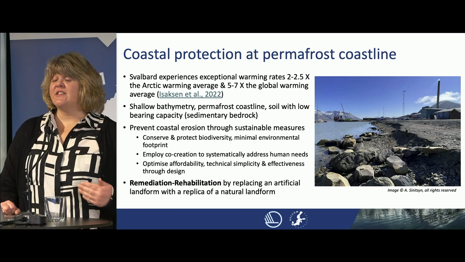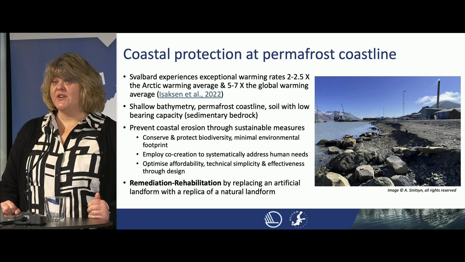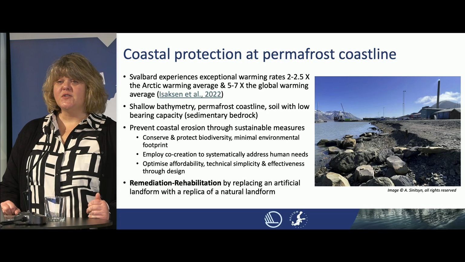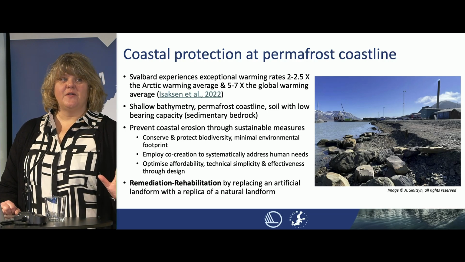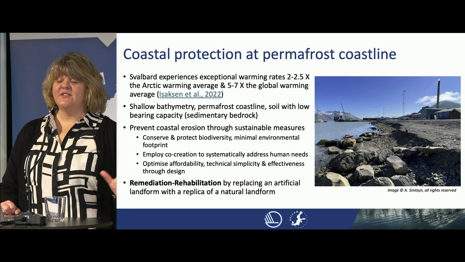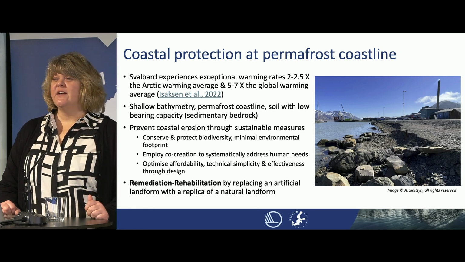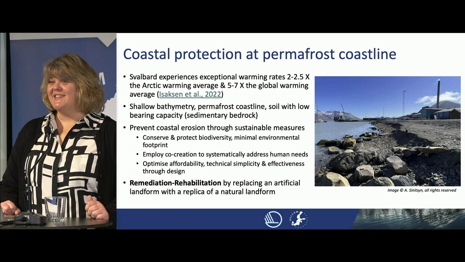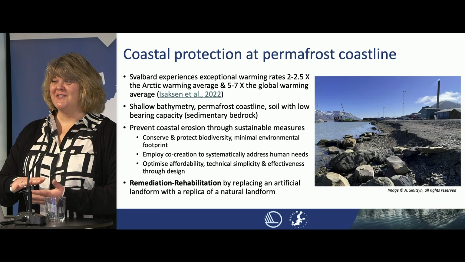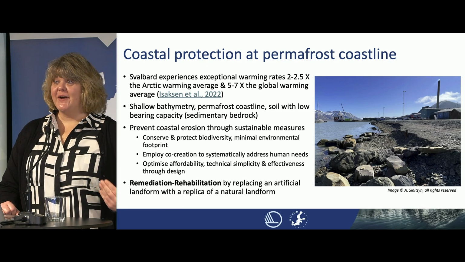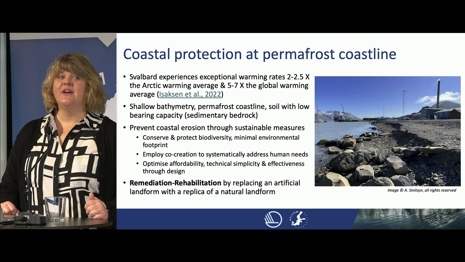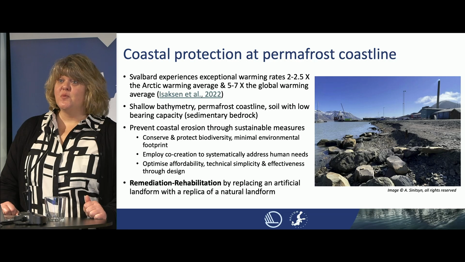So you can understand that this is a real concern, and it puts a lot of pressure on marine and marine coastal systems. This is particularly important where we see that there's shallow bathymetry, so the wave action is very erosive at the coastline. The coastline is a permafrost coastline, so as it warms, the permafrost melts and it makes that sediment less stable. So the soil has very low bearing capacity. It's a sedimentary bedrock. As a result, we need to work on how we can prevent coastal erosion.